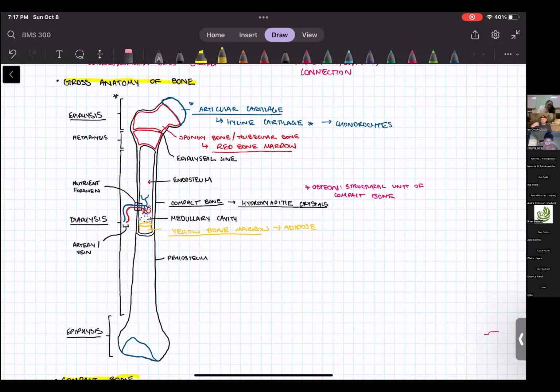Cool. So again, knowing the epiphyses, diaphysis, knowing what's located where is going to be pretty important for this exam. Do you guys have any questions on this gross anatomy stuff for bone?